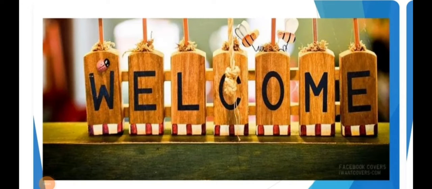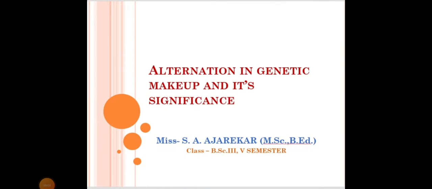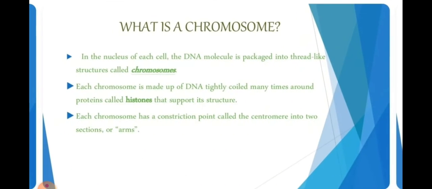Student, in today's class we are going to study alteration in genetic makeup and its significance. Here we are going to study the change in chromosome structure and chromosome number. So first we are going to see what a chromosome is.